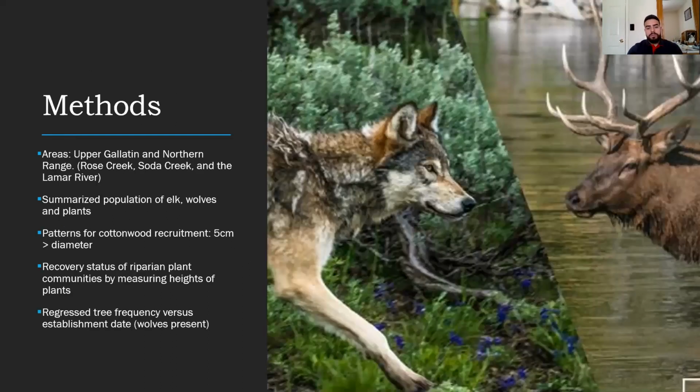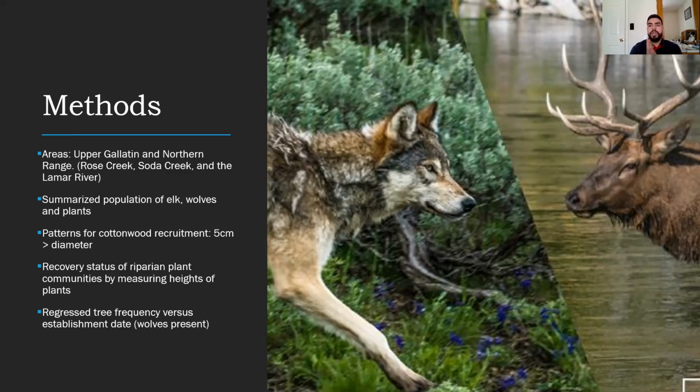So let's go over a little bit of the method, the way these authors tackled this study. They focused on different areas of the Yellowstone National Park, and the areas consisted of two main regions, the Upper Gallatin and the Northern Range. The Upper Gallatin was the area mainly outside of the park, and the Northern Range was the area mainly inside of the park. And specifically, they looked at areas around the Rose Creek, the Soda Creek, and the Lamar River.